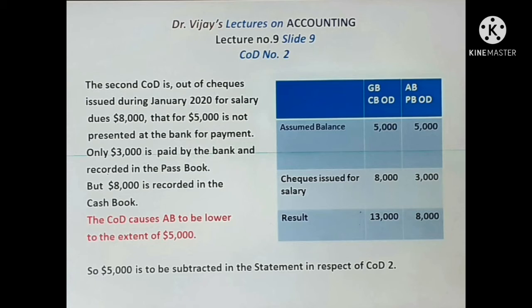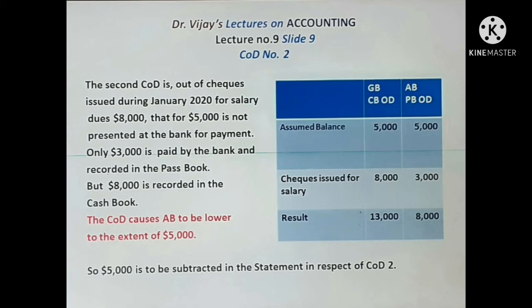This explains whether cost of difference number 2 is to be added or subtracted. Read the statement. The second COD is out of checks issued during January 2020 for salary dues of $8,000, therefore $5,000 is not presented at the bank for payment. Only $3,000 is paid by the bank and recorded in the passbook. But $8,000 is recorded in the cash book.